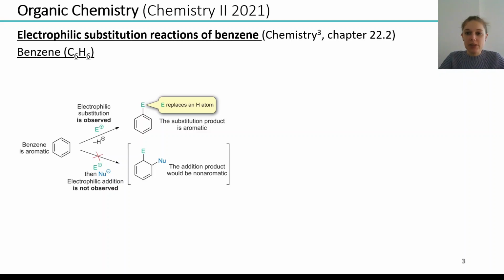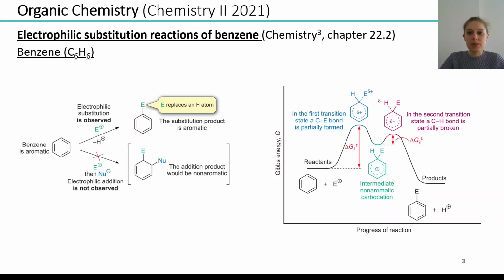The reaction mechanism for the electrophilic substitution reaction is a 2-step mechanism. In the first step, which is the slower step, 2 electrons of the aromatic ring, which is the nucleophile, are attracted towards the electrophile, and hereby the aromaticity is broken as a new carbon-electrophile bond is formed, which leads to a non-aromatic carbocation. This first step can be seen here.